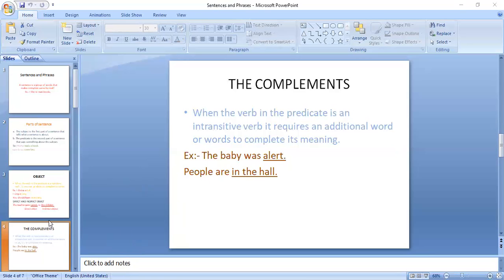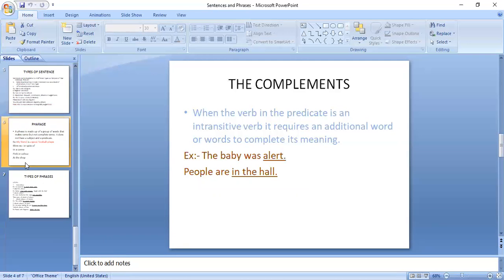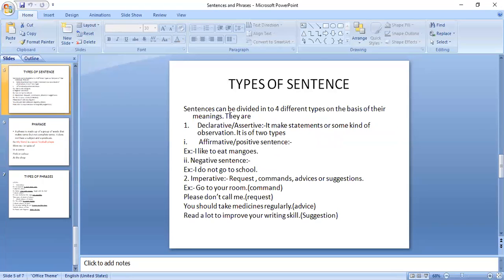Next, we will discuss the types of sentences. What are the types of sentences? Sentences are of four different types on the basis of their meaning. Which type of meaning is it giving to us? What are they? Number one, declarative or assertive sentence. Number two, imperative sentence.